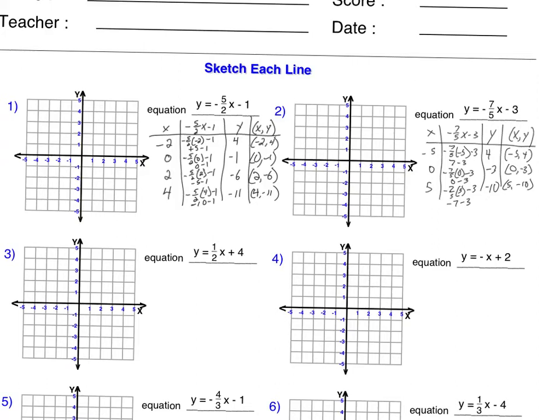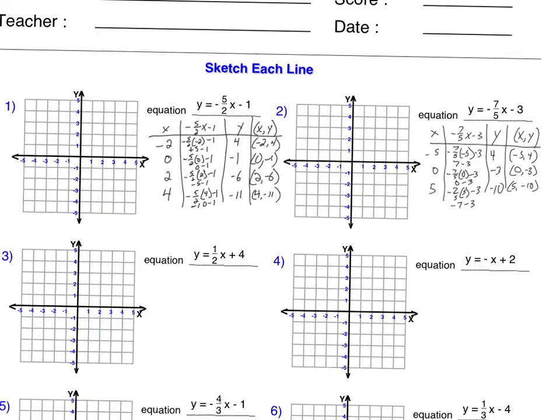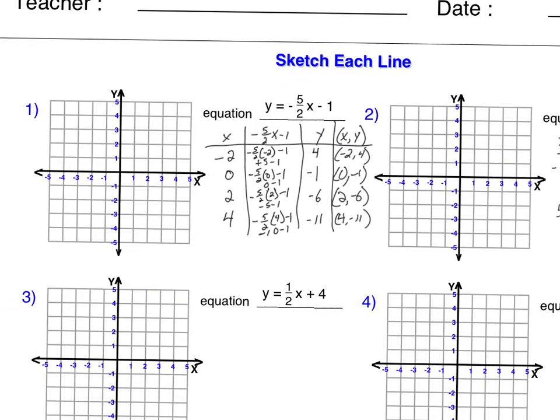Okay, so today we're going to recap sketching the graph of a line from a table of values. So we've talked about how we use our y-intercept and our slope in order to find points on the graph of the line. What I've already illustrated for you here is the table of values that go with this equation.